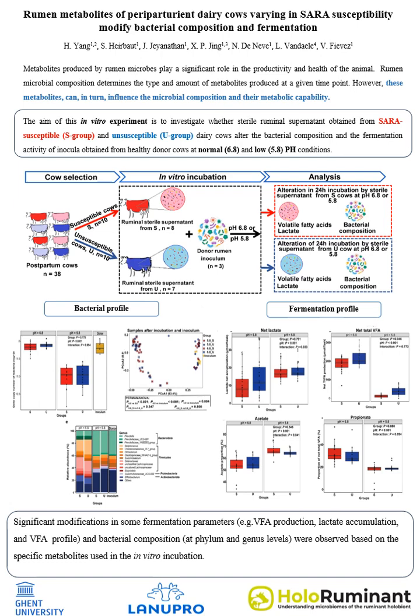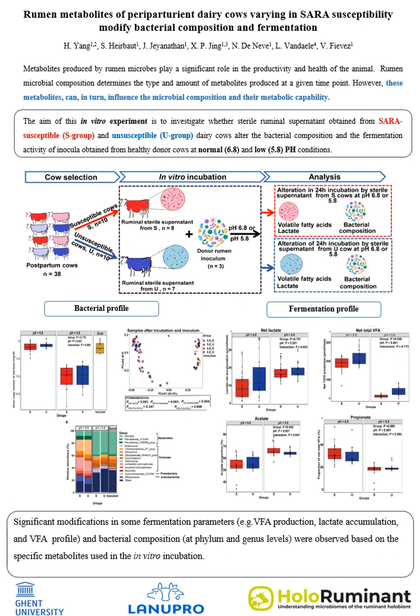The title of this poster is Rumen Metabolites of Periparturient Dairy Cows Varying in SARA Susceptibility Modify Bacterial Composition and Fermentation. Although postpartum dairy cows are fed the same diet, they may differ in susceptibility to developing subacute ruminal acidosis. One of the reasons for this inter-animal variability is thought to be the microbial composition in the rumen.